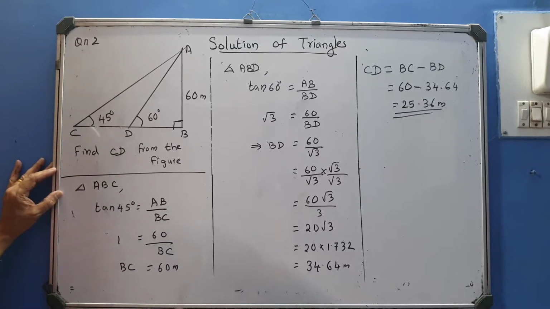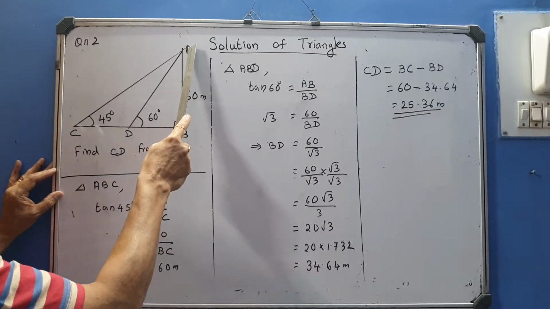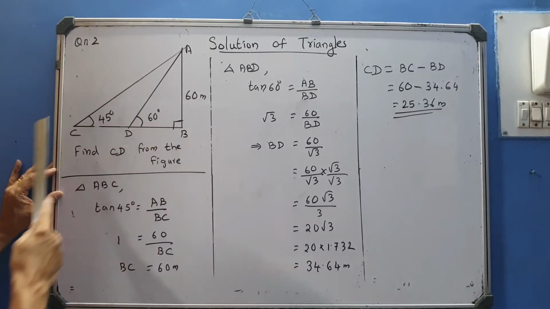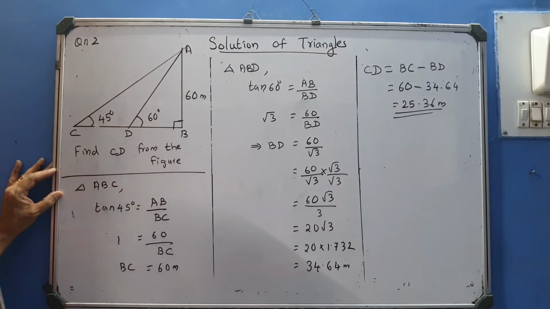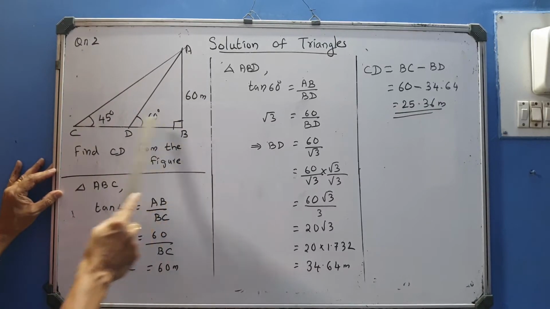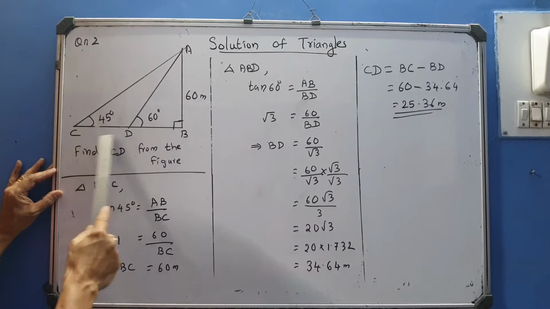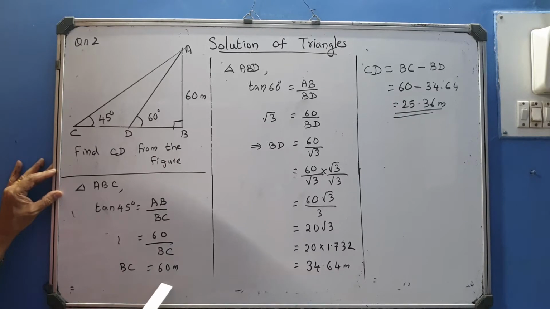Now the triangles to be considered are ABD and ABC. We cannot take the triangle ACD because that is not a right-angled triangle. So we have to consider triangle ABD and ABC. So let's go to the triangle ABC first. For the triangle ABC, tan 45 will be equal to opposite by adjacent. Opposite is AB, adjacent is BC. So tan 45 is AB by BC. Tan 45, we know that it's 1, and AB is given to be 60 meters, divided by BC. Cross multiply, get BC to be 60. So we got the complete length BC to be 60 meters.